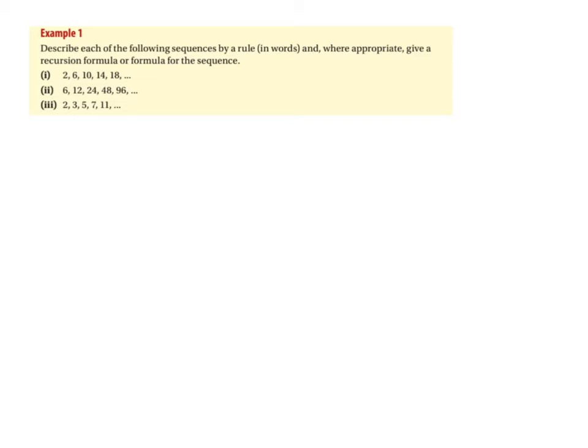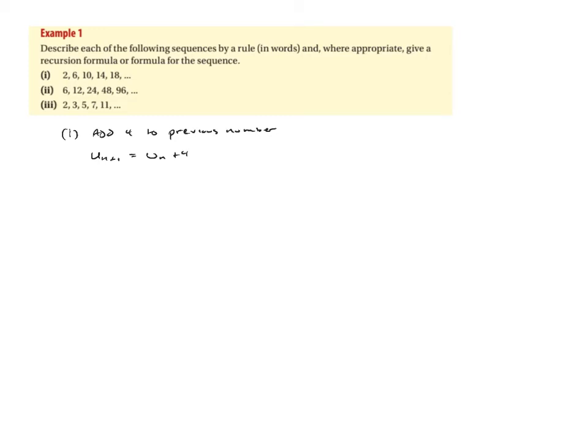Okay, so for this example, we've been asked to describe each of the following sequences by a rule in words, and where appropriate, give a recursion formula or a formula for the sequence. So we've got the first one here. Obviously you can see what's happening is that the rule is we're adding 4 to the previous number, which means that for the recursion, that's fairly straightforward. What we can say then is that u(n+1), the next term, is equal to the previous term plus 4.